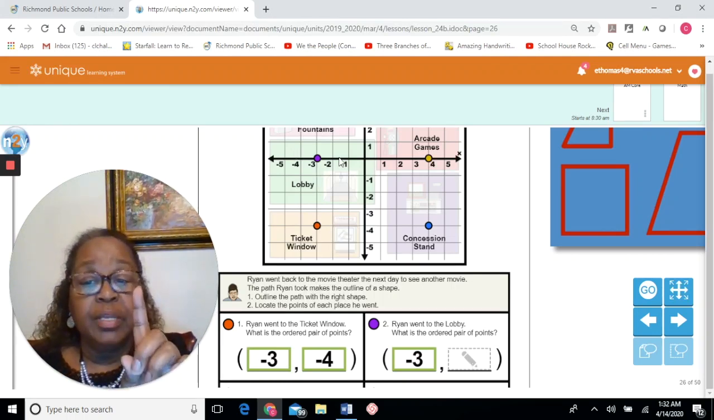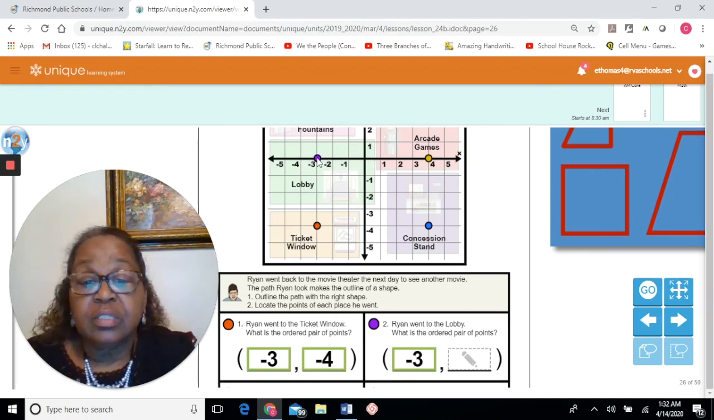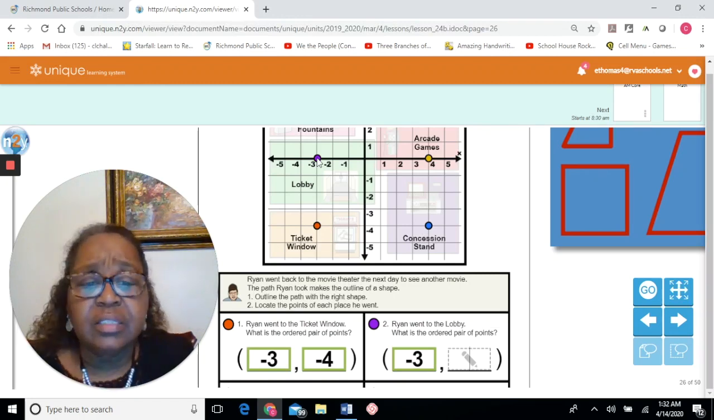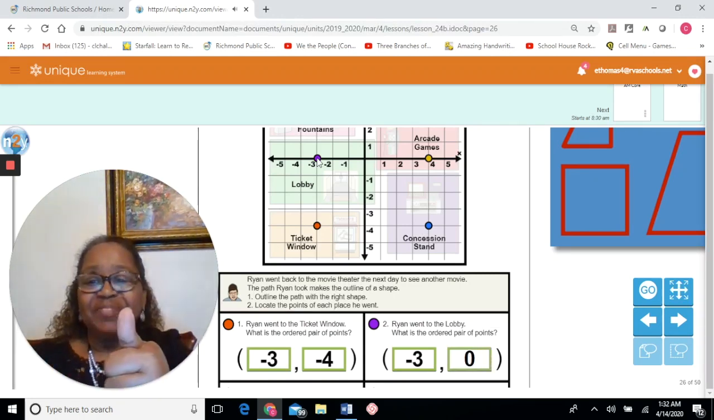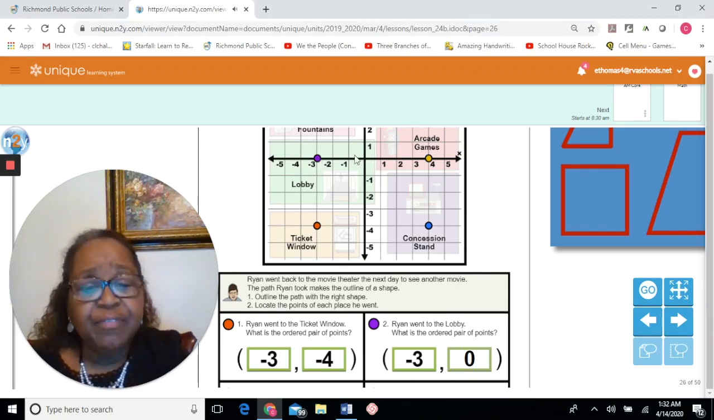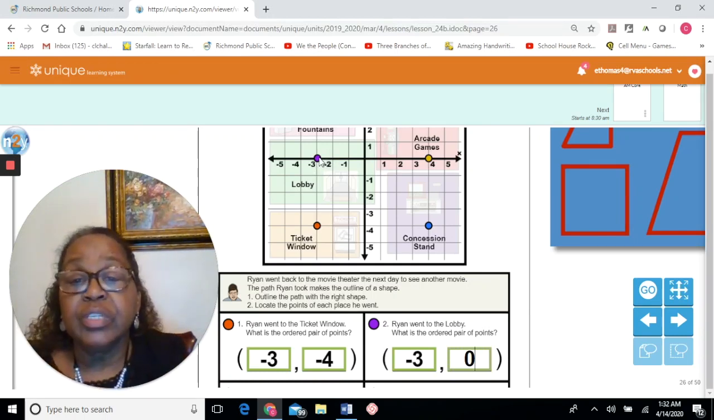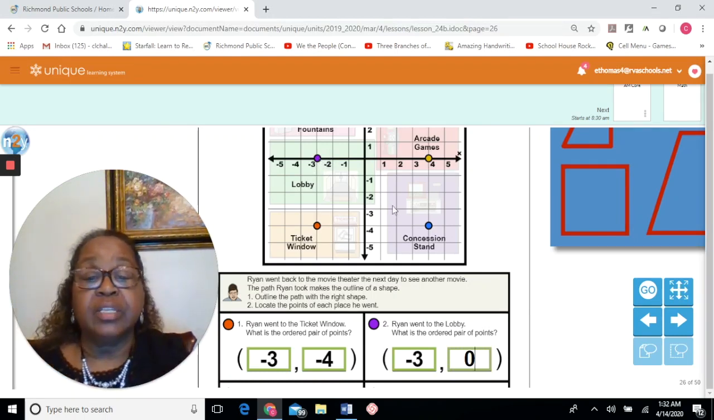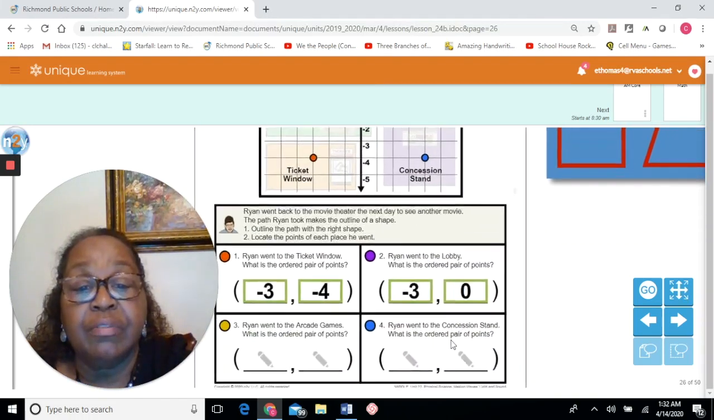Oh, wait a minute. Remember, this is 0. If it doesn't go anywhere, the point is 0. Let's try it. Let's see what happens. Just 0. See, we figured it out. We have to have 2 points. And even though it looks like nothing happened here, the point is really 0. So our ordered pair is -3, 0. We figured that out. I'm proud of us.